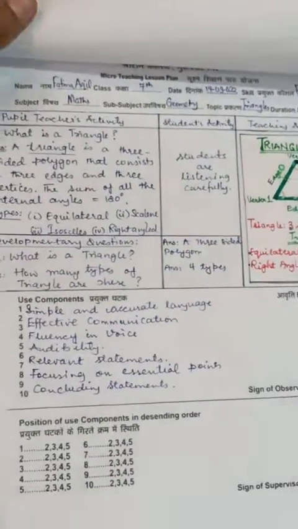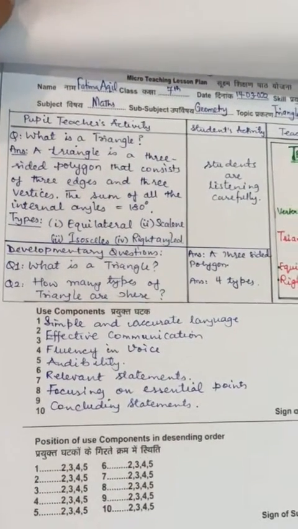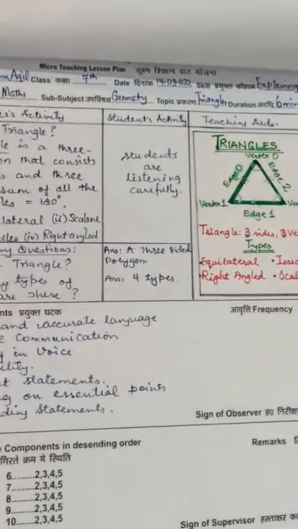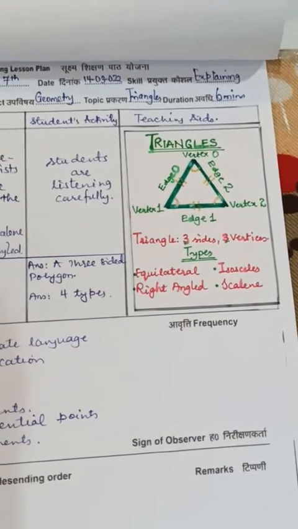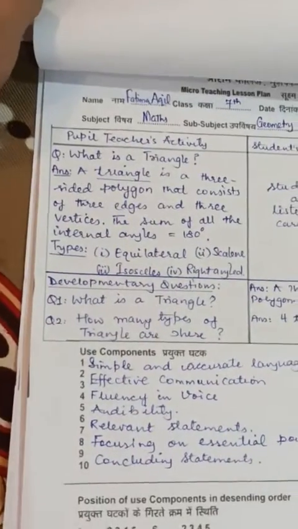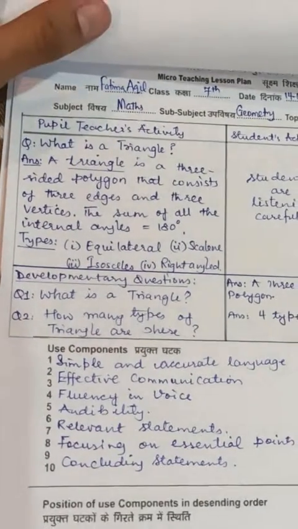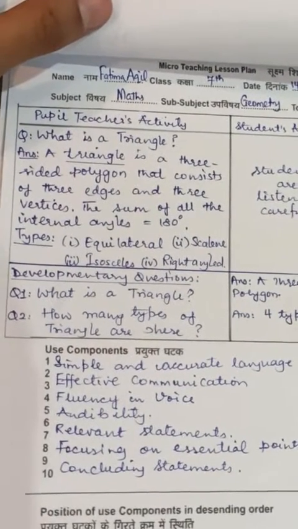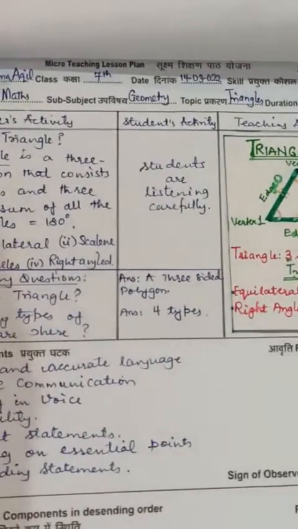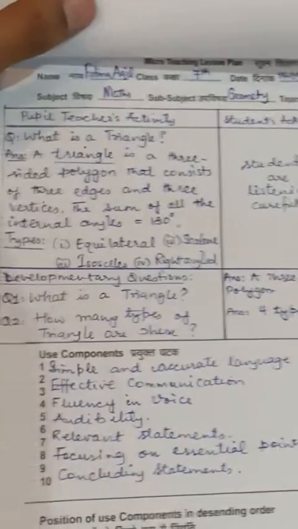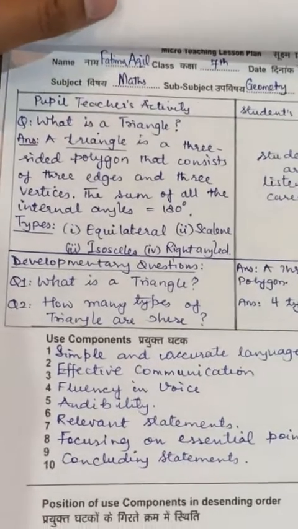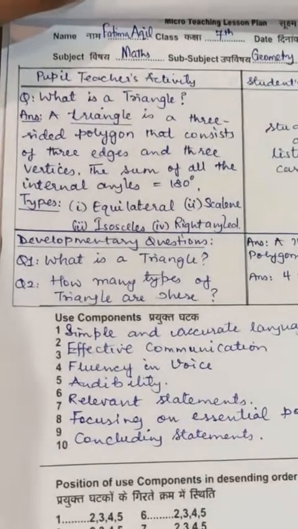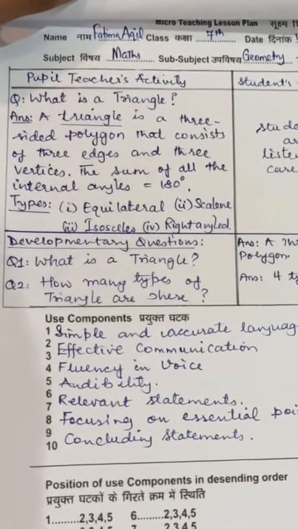Now the second skill we have is our explaining skill. Remember, in the explanation we have the pupil teacher's activity, the student's activity, and the teaching aids. Teaching aids are a very important part of the teaching process. So here we first have what a triangle is. We have given the definition, we have given the types of triangle, to which students listen carefully. And then we have two developmental questions. This is just a simple assessment to know whether our students are listening carefully, whether they are understanding or not.